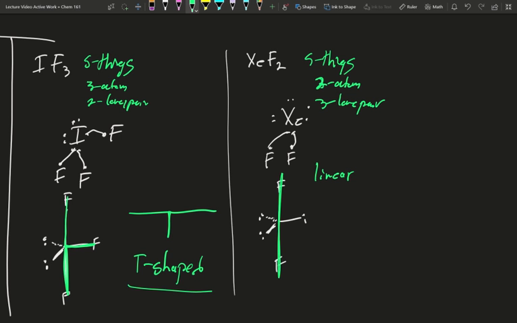So this is quite different than carbon dioxide, which was linear for only having 2 things, but we can recreate similar geometries between the atoms if we have the right lone pair combinations.